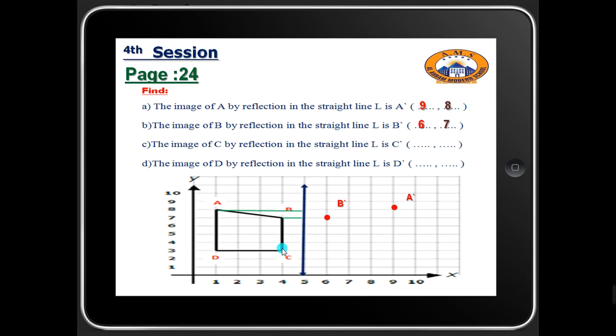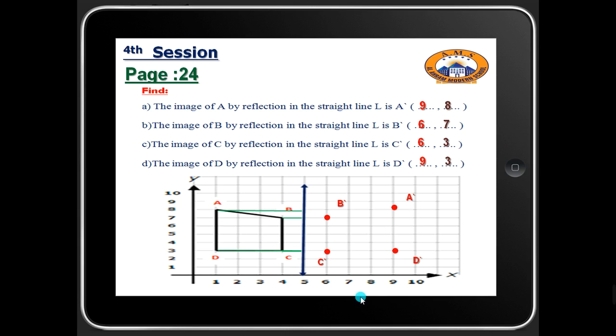And C is the same. C is 1 unit away from the straight line L, the axis of symmetry L, and then I'm going to move also 1, count only 1 unit here, and here is C dash. The ordered pair for it is 6 on the x-axis and 3 on the y-axis, so I will write (6, 3). What about D? Count 1, 2, 3, 4. So this is 4 units. Now count to the right 1, 2, 3, 4. So here is D dash, and the ordered pair for it is 9 and 3. So I will write (9, 3).